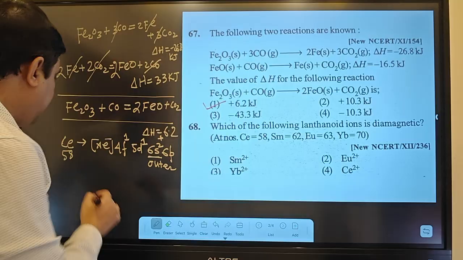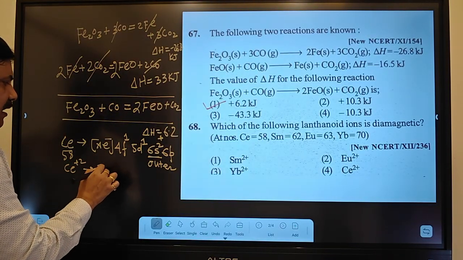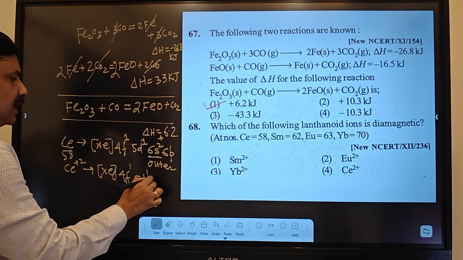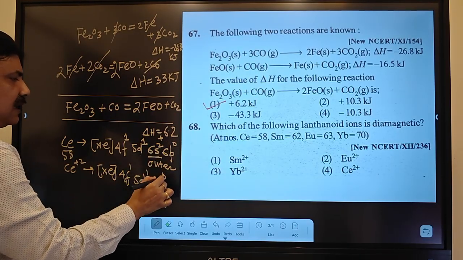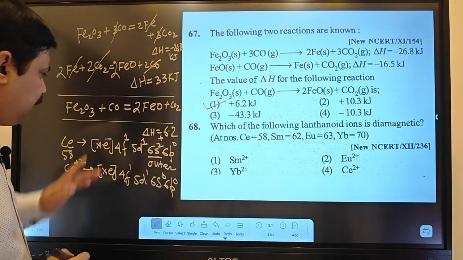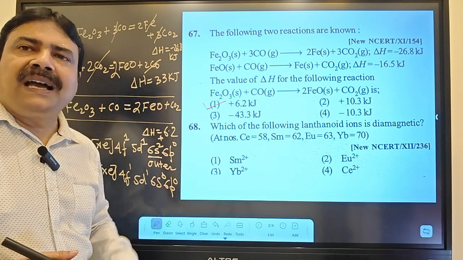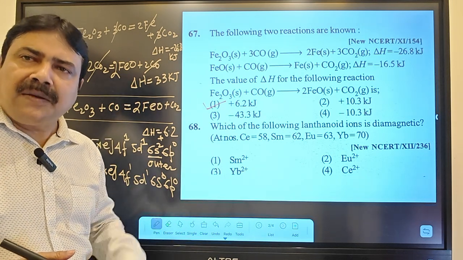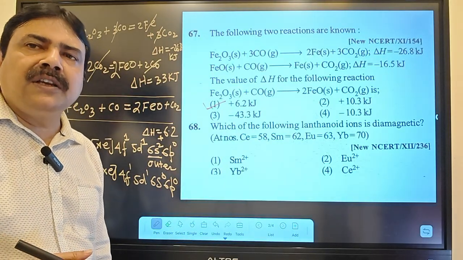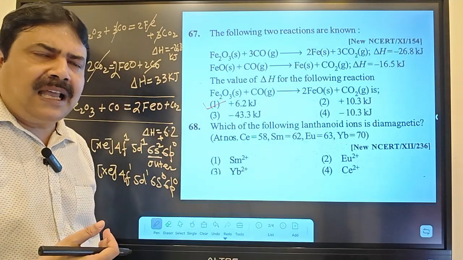That's why the Ce2+ configuration will be xenon core, 4f1 5d1 6s0 and 6p0. As usual it was 0. That situation will come. That means it still has one unpaired electron. If an unpaired electron is there, it will be paramagnetic. If the electrons are paired, it means diamagnetic. The unpaired electron will be influenced by the external magnetic field. Diamagnetic means paired electrons, not influenced by the external magnetic field. That's why it is diamagnetic.